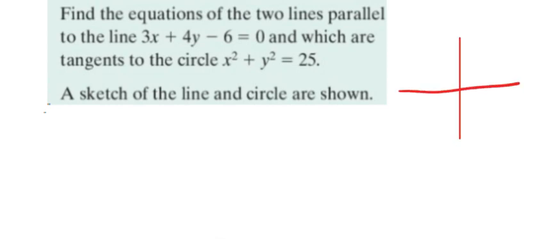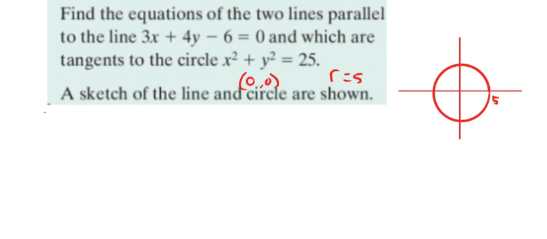If I was to draw a quick sketch of this circle, it's just going to be around the origin, and it would just go out to 5 each time, because the radius has to be 5 and the center is 0, 0. So we want lines that are parallel to this line here, this 3x plus 4y minus 6 equals 0.